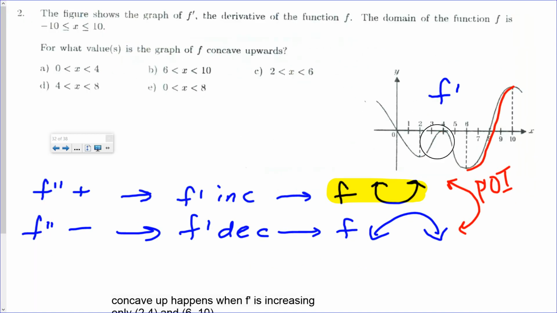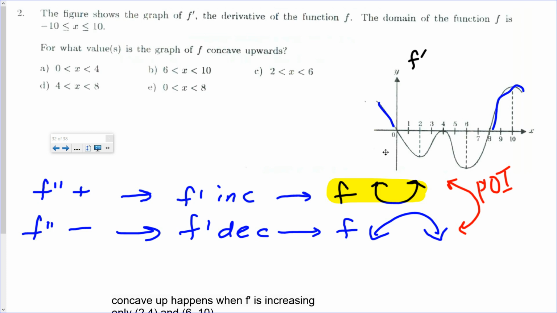Let's think about what's going on here on number 2. Over here you have an f prime graph. Guys, this is my boy f prime. Please don't call him f. Please don't call him f double prime. This is f prime, all right? Even without looking at the question, where is f prime positive? Do you see f prime is positive there? Everybody good with that?